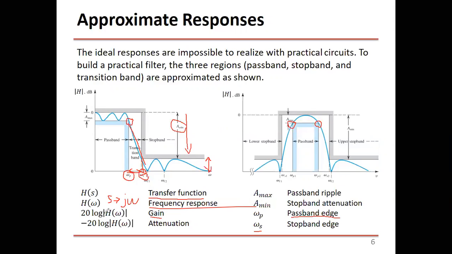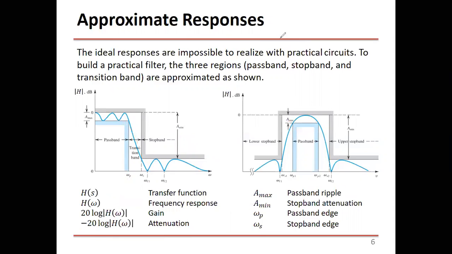And if you take the log of the magnitude and multiply it by 20, you transform it into decibels. And if you take the negative 20 log of the magnitude response, this gives you the attenuation, because attenuation is the reciprocal of the gain in absolute value, which means a minus sign in the dB values. Okay, so this is a kind of realistic or approximated response.